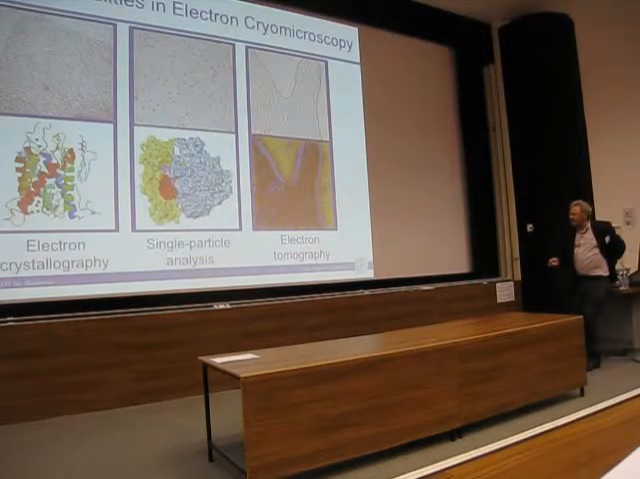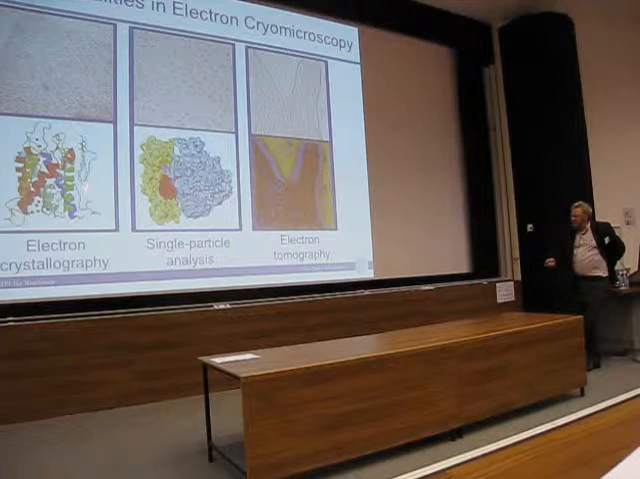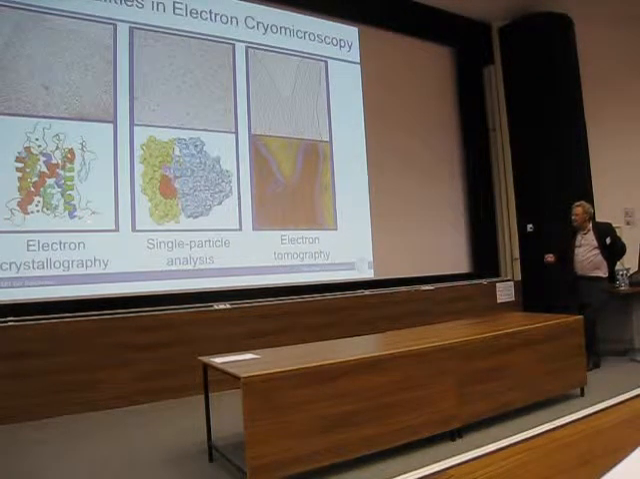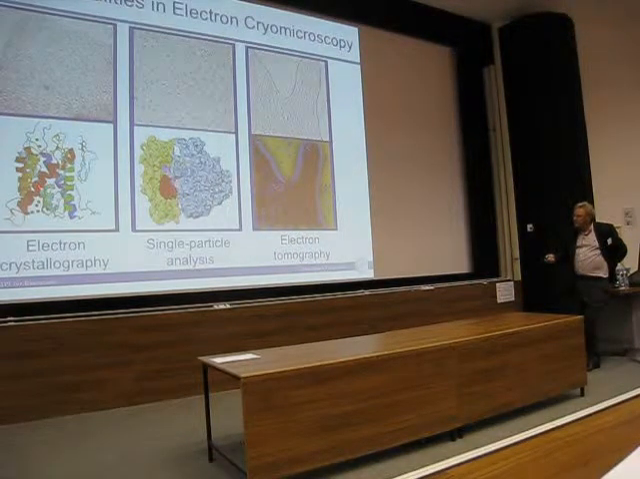The oldest one is electron crystallography, which was developed basically in the mid-70s or so. It's exemplified here by the structure of aquaporin, which was one of the first structures by electron crystallography really pushed to very high resolution. It's a 1.8 angstrom map that was obtained in Fujiyoshi's lab. It really pushed electron crystallography to its limits.